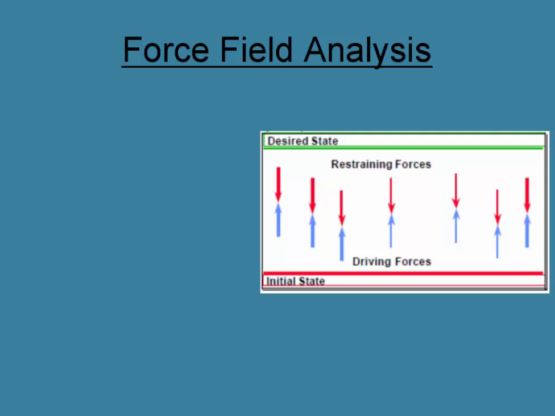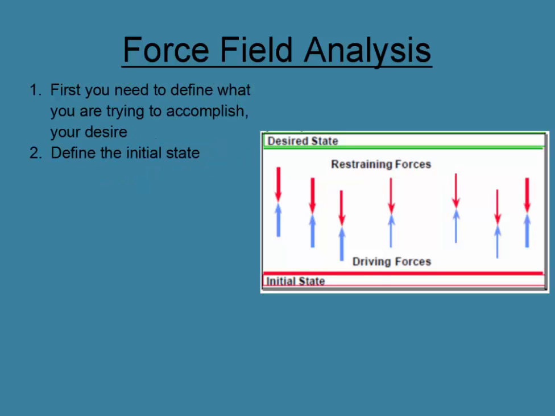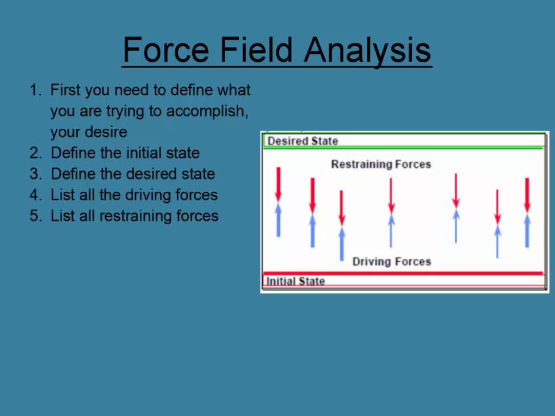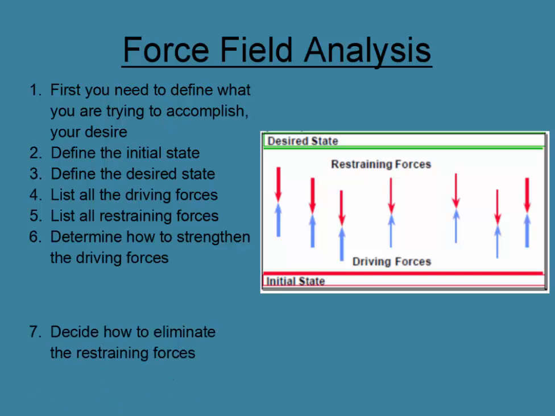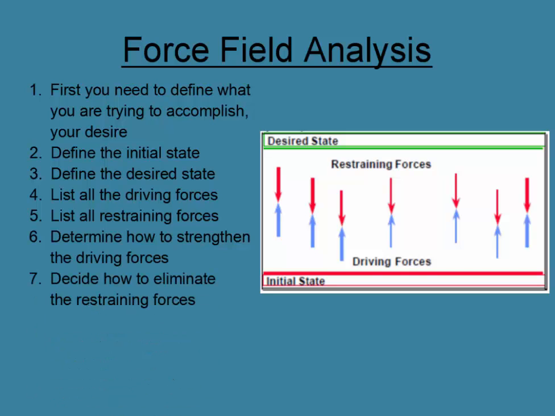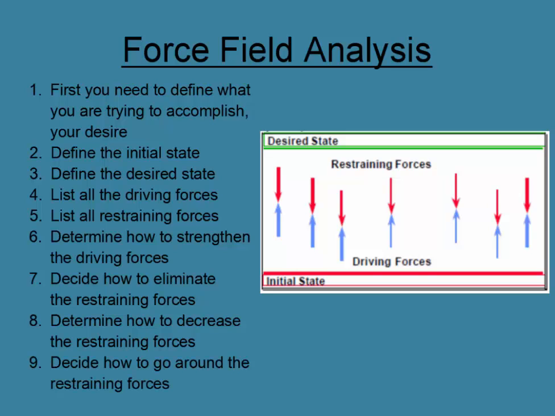First, we have to define what we're trying to accomplish. Find the initial state, then we'll define the desired state. Then we'll list the driving forces, then we'll list all the restraining forces. Then determine how to strengthen each driving force, then decide how to eliminate the restraining forces, then determine how to decrease the restraining forces or go around them, then you document and implement.